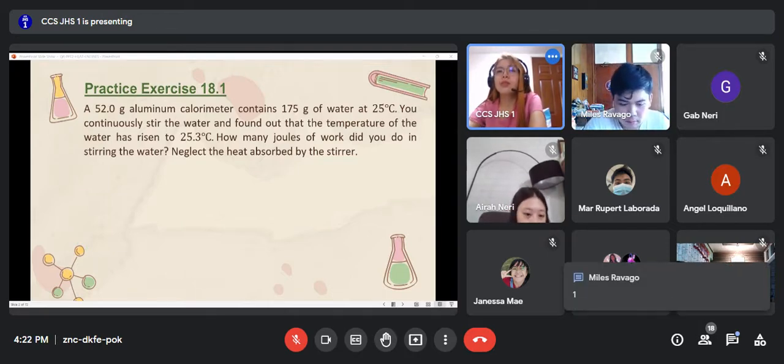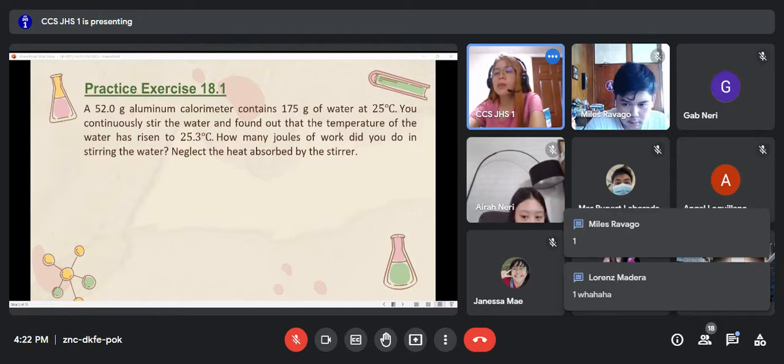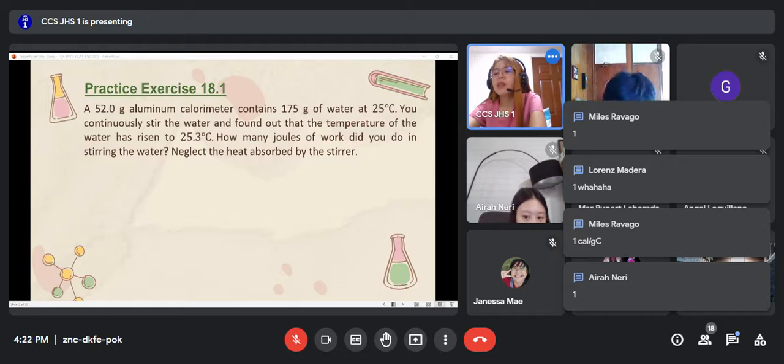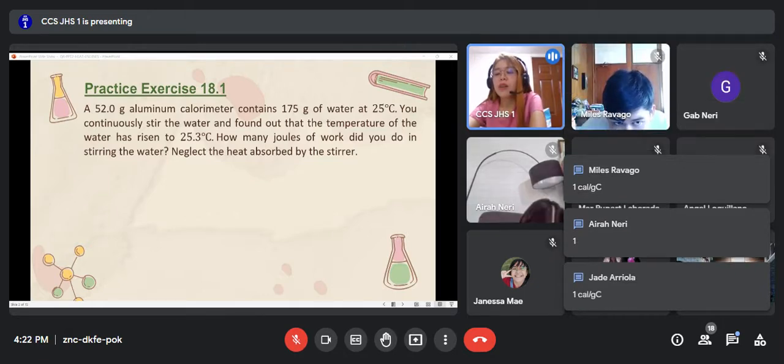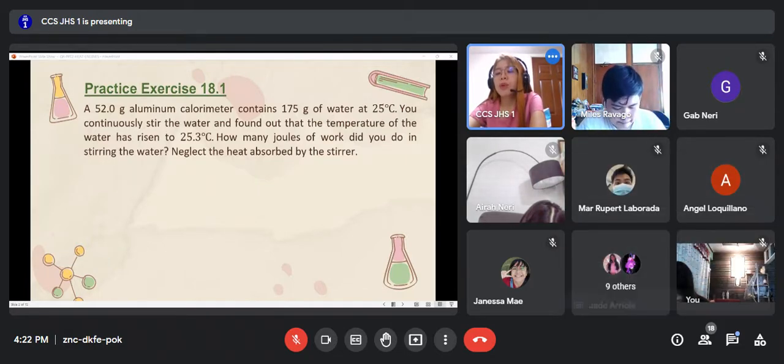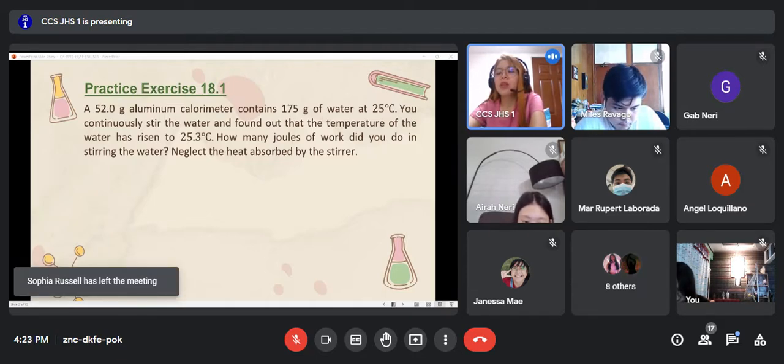In your search, the specific heat of water is 1.00, or 1 calorie per gram degree Celsius. Now, solve for the heat, both for water and aluminum, since you know the specific heat. By the way, what is the change in temperature? You just subtract the final and initial temperature.